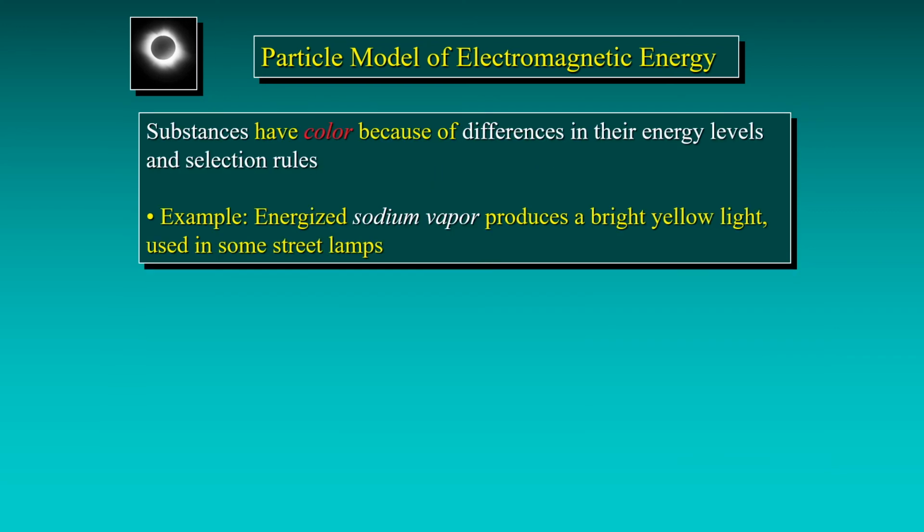We should also note that various types of materials have color due to the differences in their energy levels and the selection rules that are used. And there is an example in your book, in the Jensen book, dealing with the energized sodium vapor gas that produces the bright yellow lights that some street lamps use. This is actually an older type of street lamp. There's LED lamps that are starting to be used quite commonly now, but that particular example is focused on the sodium vapor lamp.